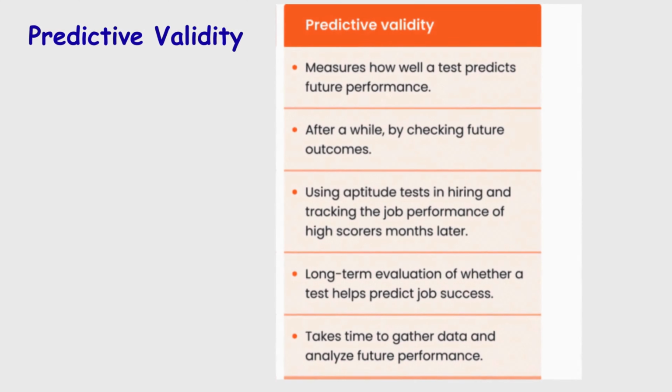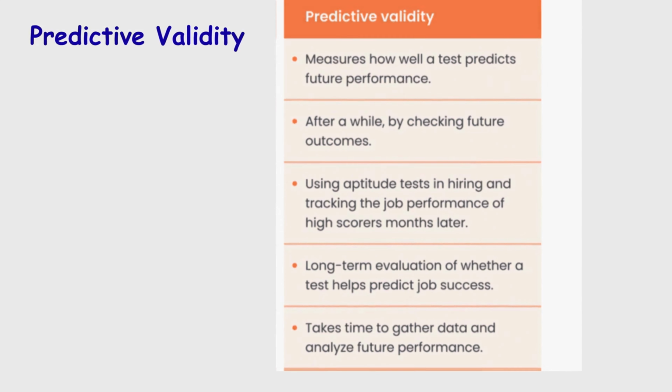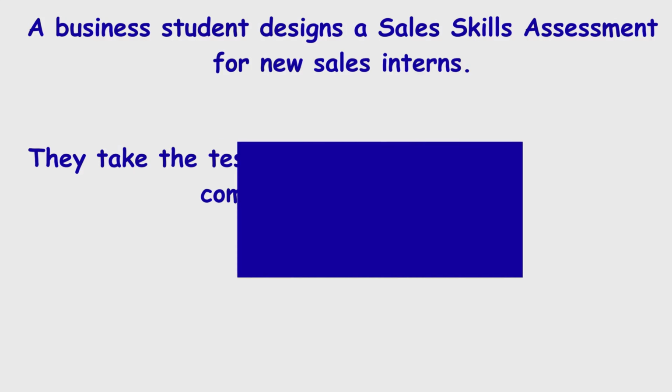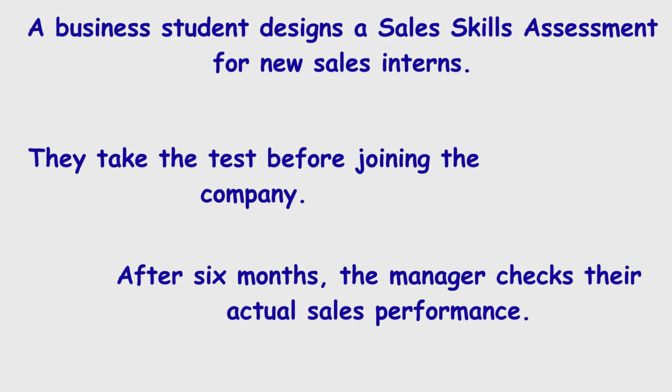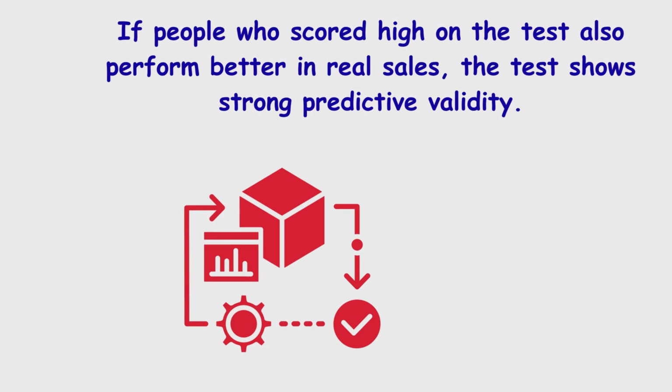Predictive validity: this checks whether your test can predict future results. You test people now, and then check later if your results actually came true. A business student designs a sales skills assessment for new sales interns. They take the test before joining the company. After 6 months, the manager checks their actual sales performance. If people who scored high on the test also perform better in real sales, the test shows strong predictive validity.